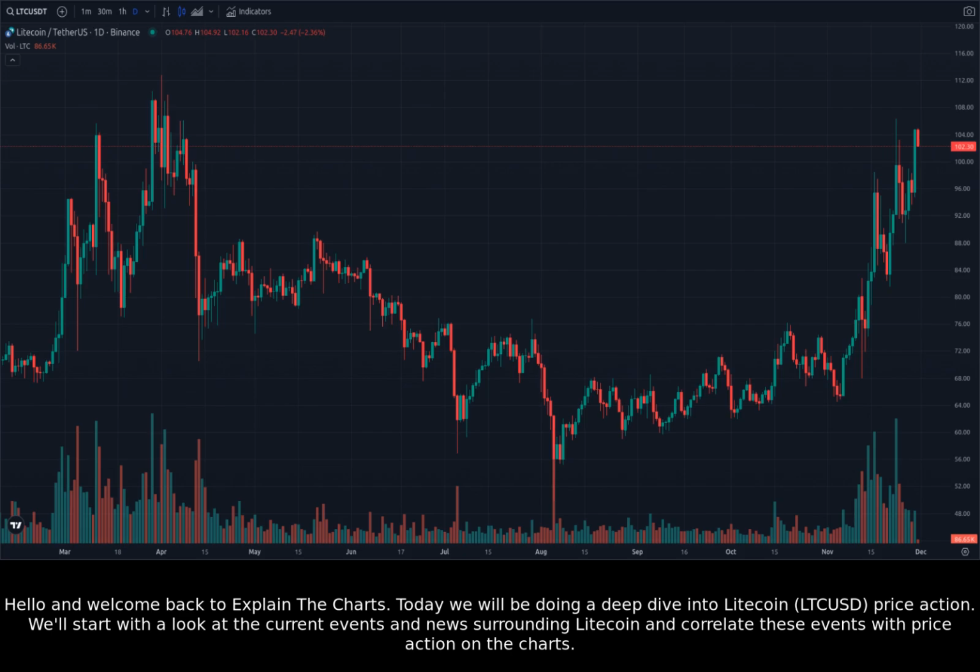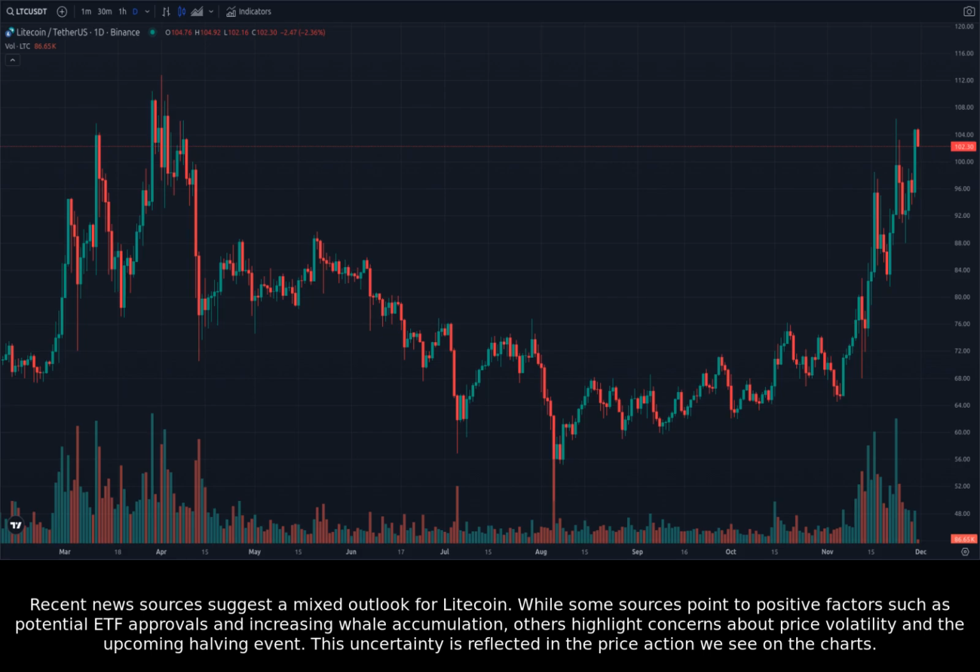Today we will be doing a deep dive into Litecoin, LTCUSD, price action. We'll start with a look at the current events and news surrounding Litecoin and correlate these events with price action on the charts. Recent news sources suggest a mixed outlook for Litecoin. While some sources point to positive factors such as potential ETF approvals and increasing whale accumulation, others highlight concerns about price volatility and the upcoming halving event. This uncertainty is reflected in the price action we see on the charts.